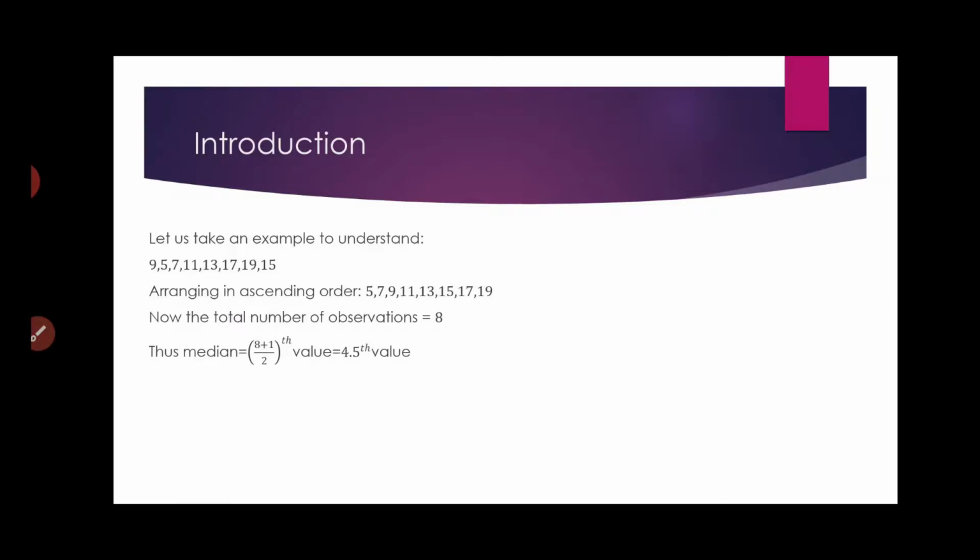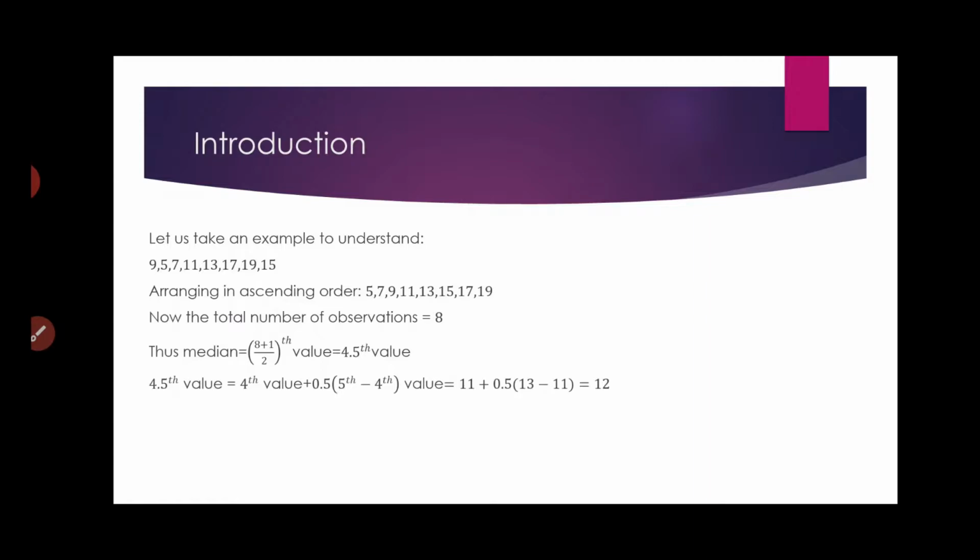So how to account for that? The 4.5th value can be written as the 4th value plus 0.5, that is half, of the 5th value minus the 4th value. This is something new which you haven't done previously, or if you have, it's well and good. So the median becomes the fourth value, that is 11, plus 0.5 times the fifth value, that is 13, minus the fourth value, 11. After calculation, all we get is 12. So the median is 12.